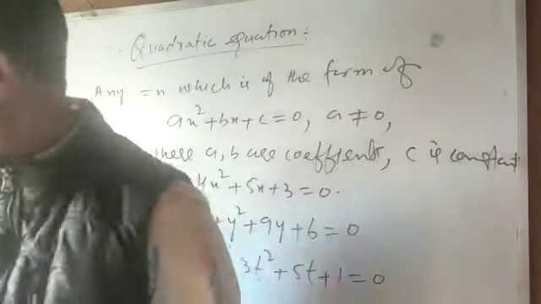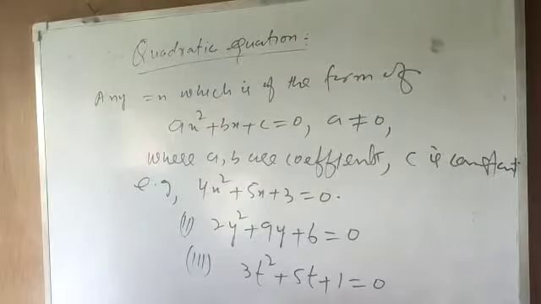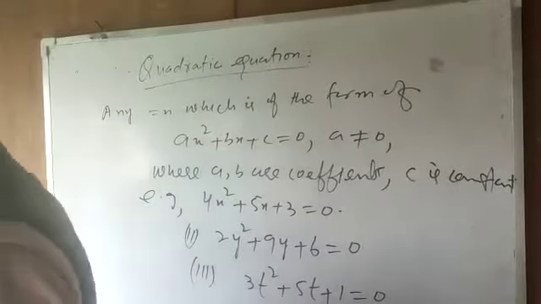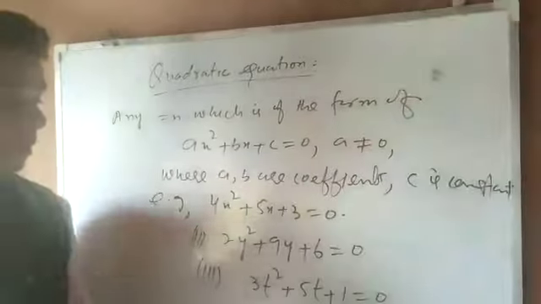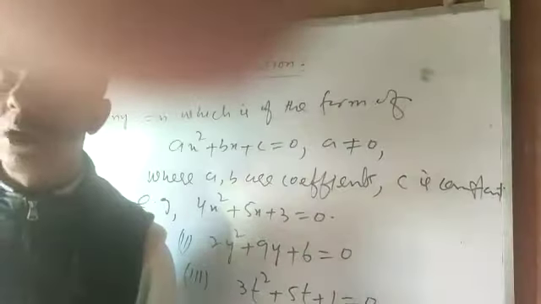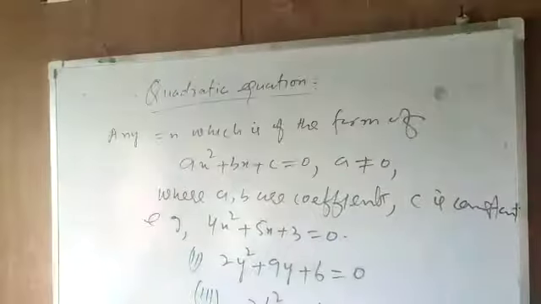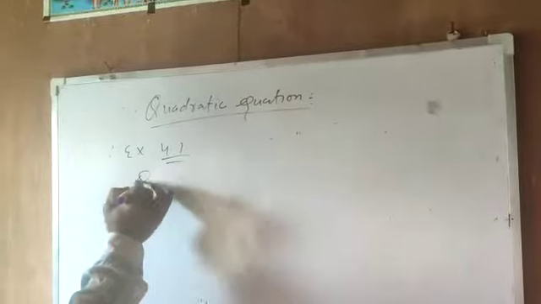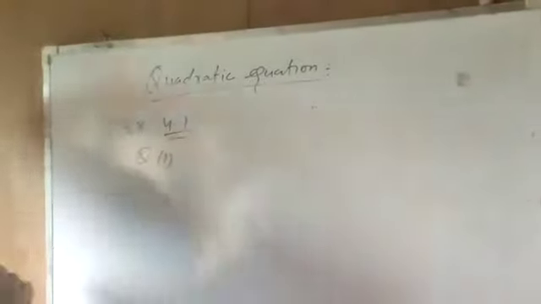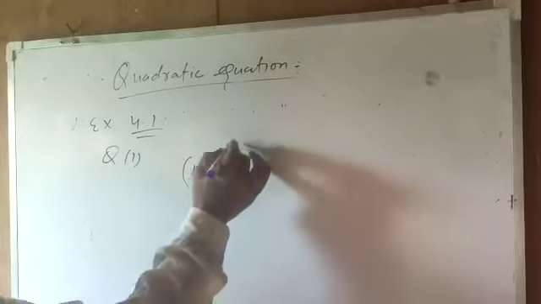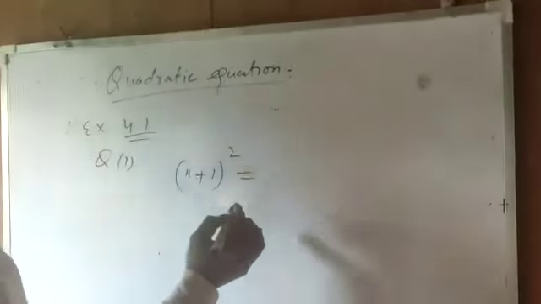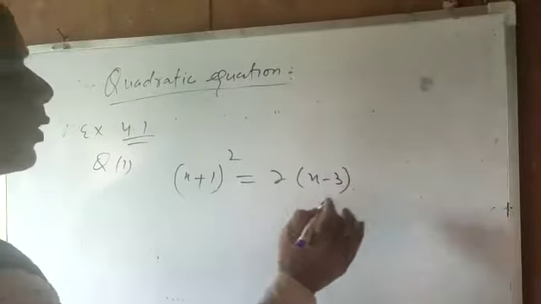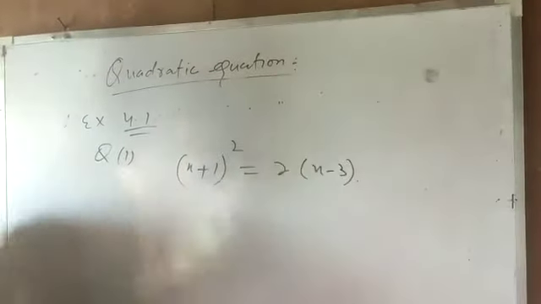Now the exercise 4.1. We have to check whether the following are quadratic equations or not. I will show you one example here. Exercise 4.1, question number one: x plus 1 whole square is equal to 2 into x minus 3. We have to say whether this is a quadratic equation or not.